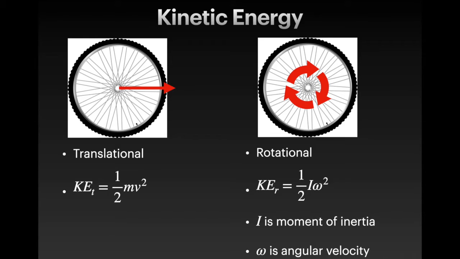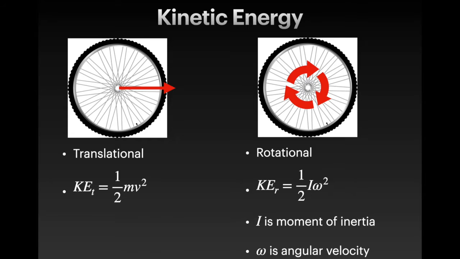Now, for translational, we have mass, which is basically a measure of how hard it is to get an object moving. So we have a value I, moment of inertia, which is basically how hard it is to get an object rotating. And then rather than the translational velocity v, we just replace that with the angular velocity omega. So that would be in radians per second. So how much of an angle does that object rotate through every second?